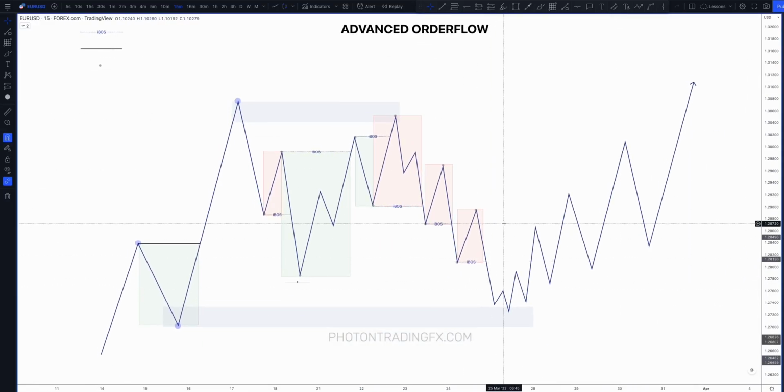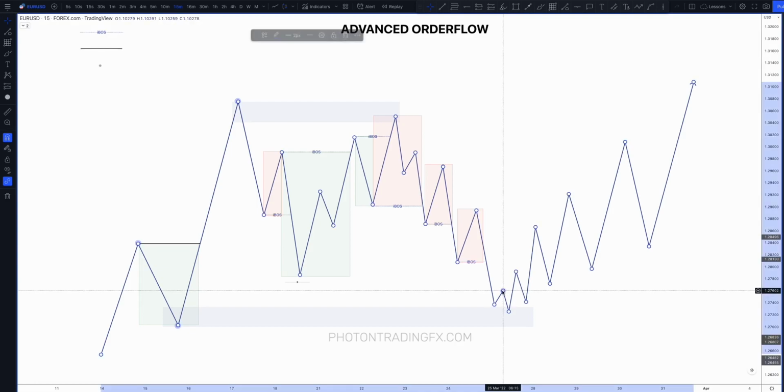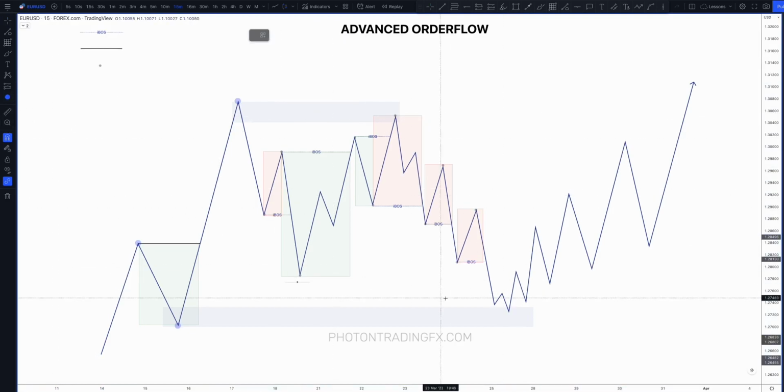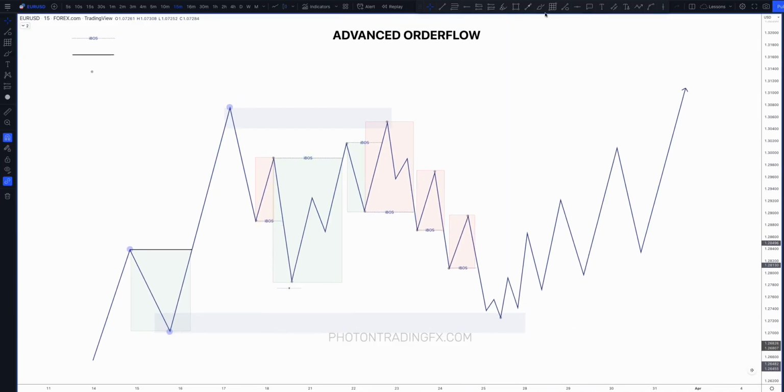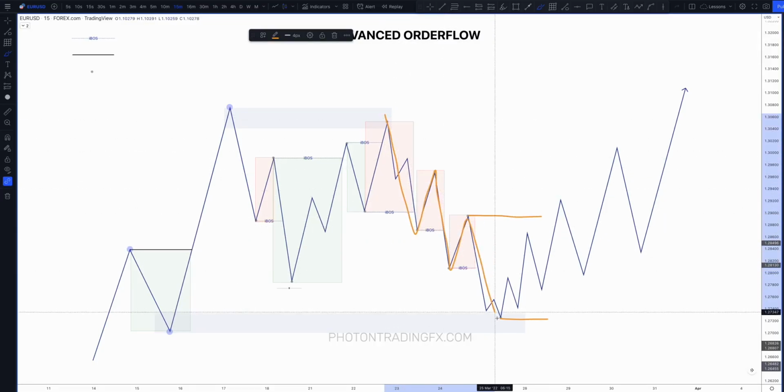But before we get to that, where are we with internal structure? So I'll make that a little bit smaller so it's obvious. Let's draw that as our low. We are currently still, bear with me, within this active large internal range here, right? Because that is the internal structure we're within, and we currently just made an internal lower low.